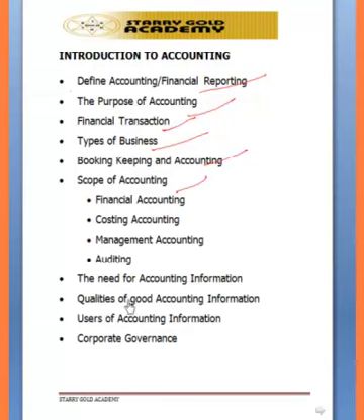We look at the qualities of good accounting information. Then we also look at the users of accounting information. And finally, we'll be running the class up with corporate governance. Corporate governance is what we'll be looking at the tail end. Okay. Now, let's go into the class proper.